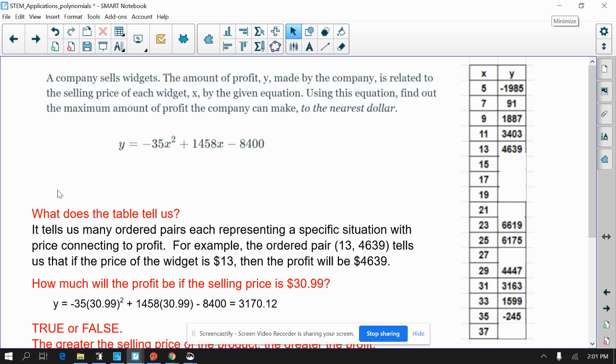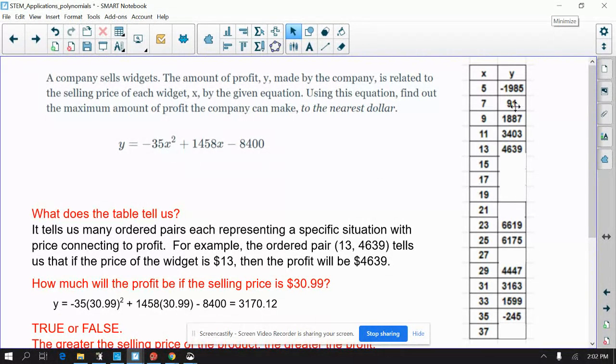So this was the problem that we didn't finish yesterday in class, unfortunately. And we have a table with a bunch of ordered pairs, all generated by this equation right here. So this equation is telling us the profit, which is y, the profit that we get based on x, which is the selling price of our widget.